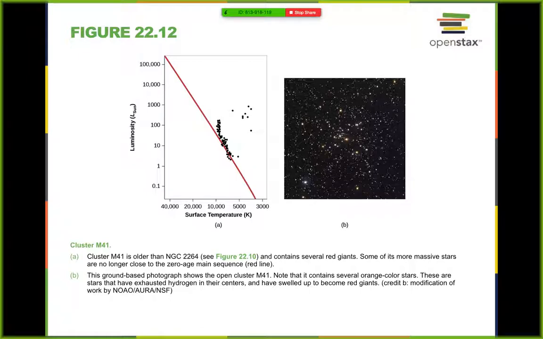So when they study this cluster, they observe this point that is called the turn-off point, when the group of stars are leaving the main sequence.